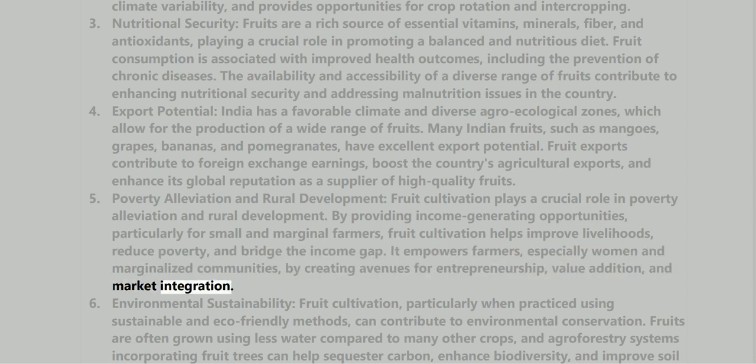6. Environmental sustainability. Fruit cultivation, particularly when practiced using sustainable and eco-friendly methods, can contribute to environmental conservation. Fruits are often grown using less water compared to many other crops, and agroforestry systems incorporating fruit trees can help sequester carbon, enhance biodiversity, and improve soil health.